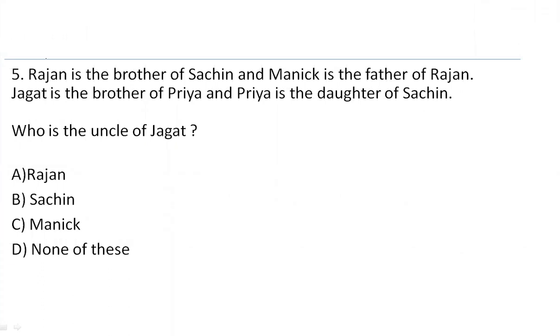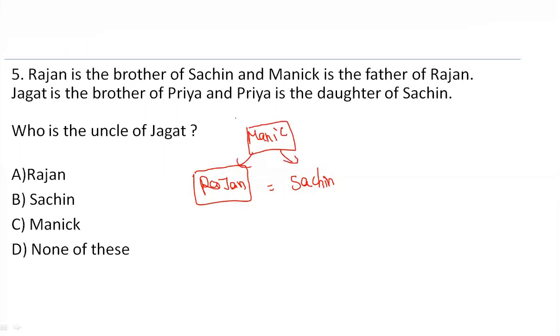What's the answer for the question? Rajan is the brother of Sachin. Okay, so we have taken Rajan here. Rajan is the brother, so put it in a square box. Next, Manik is the father of Rajan. If Manik is the father of Rajan, definitely Manik will be father of Sachin also, right? Whether Sachin is a boy or not, I'm not confirming here, so I'm just representing the same.